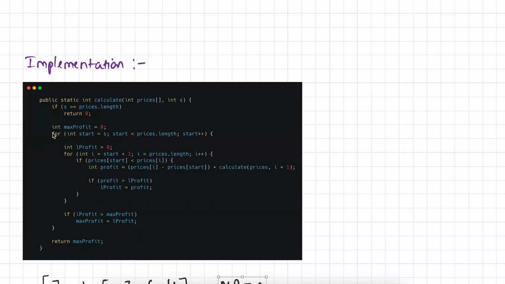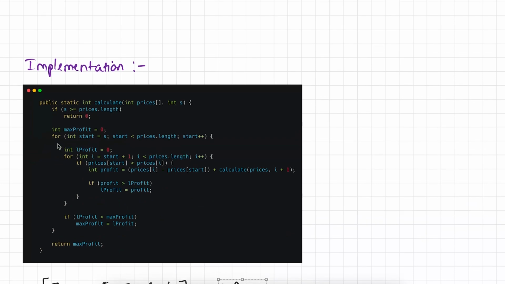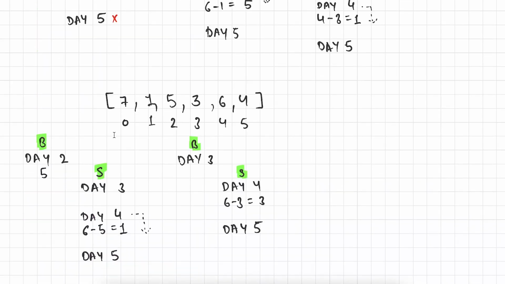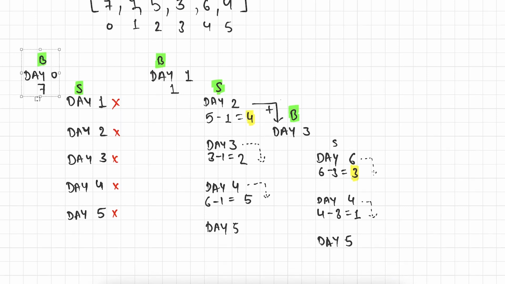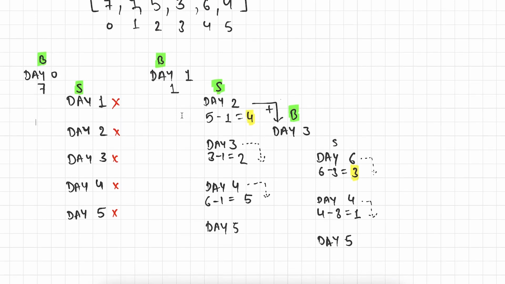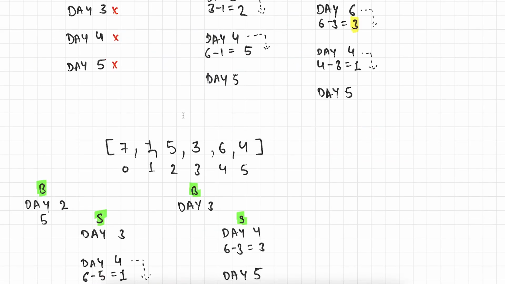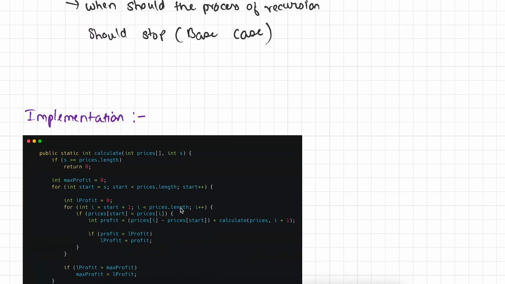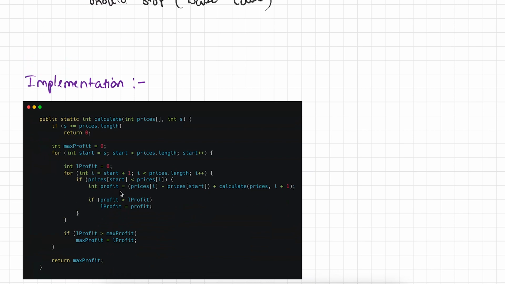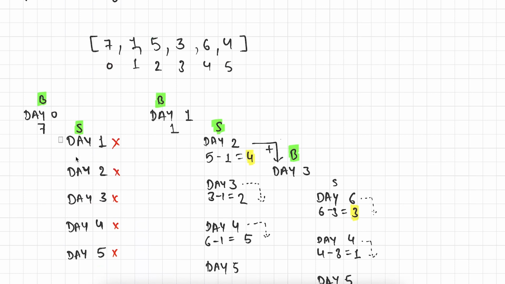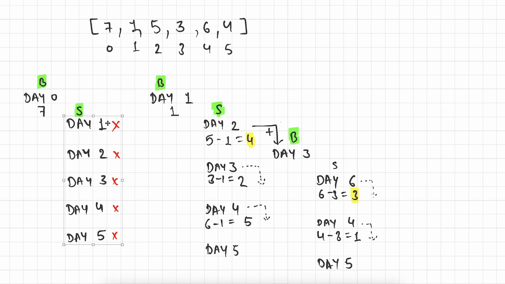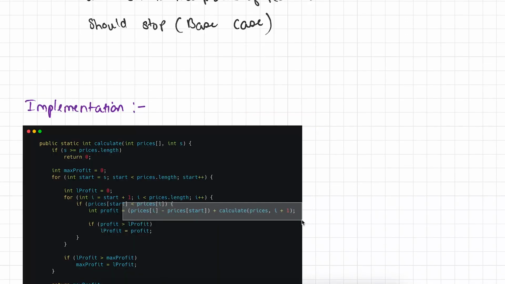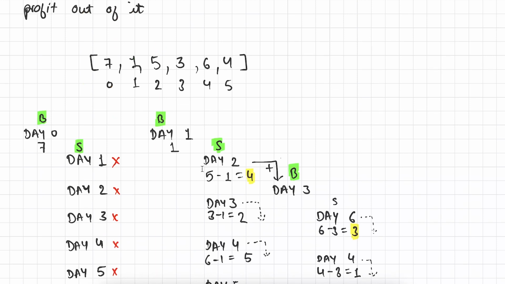Okay, let me relate this code with the above explained example. So here we have a loop, and this loop corresponds exactly to this step, right? Because the loop starts from day 0, then it goes to day 1, then day 2 and day 3 and day 4 and day 5, so on and so forth. Then this piece of code, this inner for loop, corresponds to this step, that we are picking one day at a time and we are trying to find a pair with a future day. And this step corresponds to this step here, that we are calculating the profit, and then we are again calling this function recursively for the upcoming days.